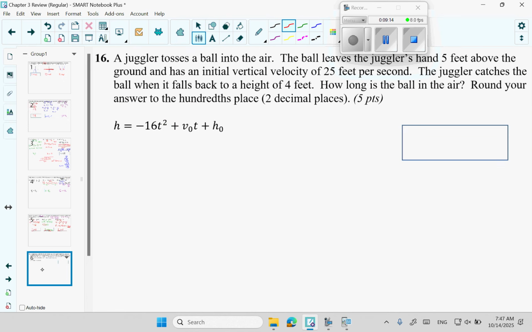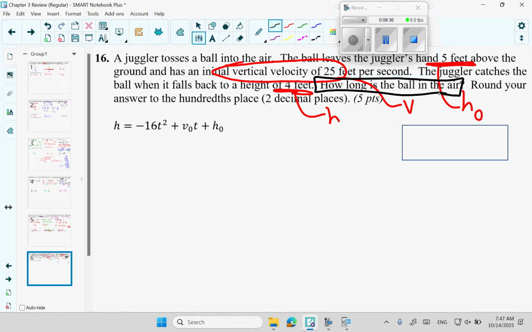Last one, juggler tosses the ball in the air. The ball leaves the hand at 5 feet. So whatever it starts at, that's my h sub 0. Velocity is going to be v. And it falls back to a height of 4 feet. That's going to be my final h. How long is the ball in the air? We are solving for what does t equal. So plug all those things in.